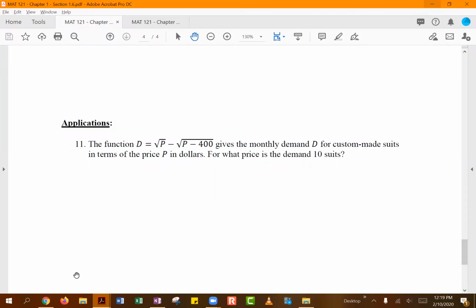Okay, this guy, what are we going to do? They're giving us the function or the equation. D, which represents demand, P is the price. So they're telling us D equals square root of P minus square root of P minus 400. This gives a monthly demand for custom-made suits at price P, in dollars. So they want to know what will be the price if the demand for the suits is 10 suits. So you set 10, you said 10 is D, very good. So 10 equals.